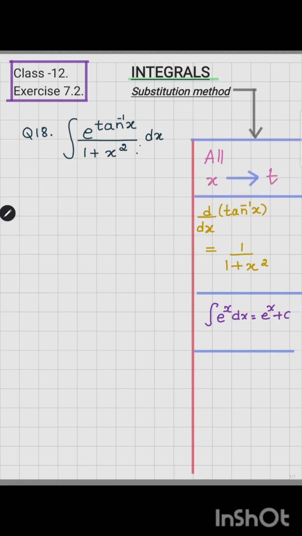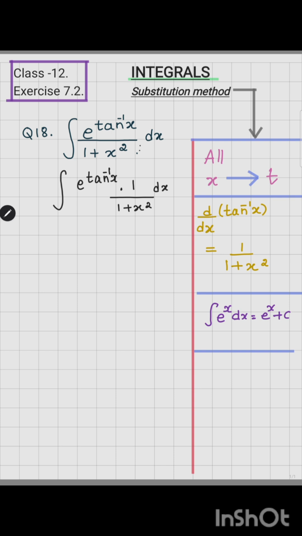Let us find the integral for the 18th question from exercise 7.2. So we have to find the integral of e to the power tan inverse x divided by 1 plus x square with respect to x. This question can also be written as e to the power tan inverse x into 1 divided by 1 plus x square with respect to x. If you multiply these two terms, you will get back the previous term.